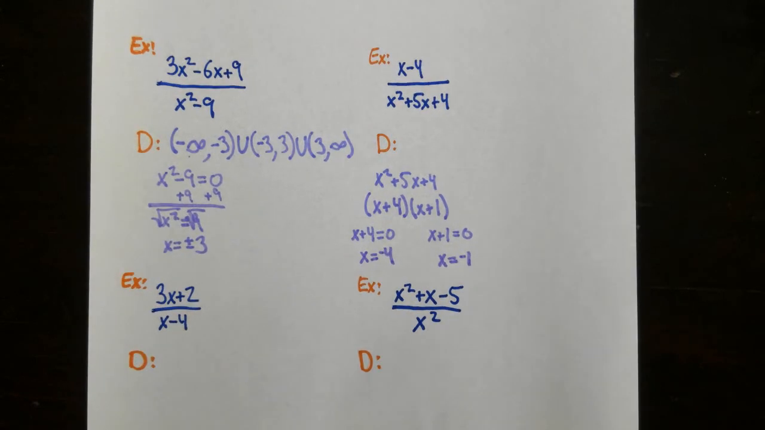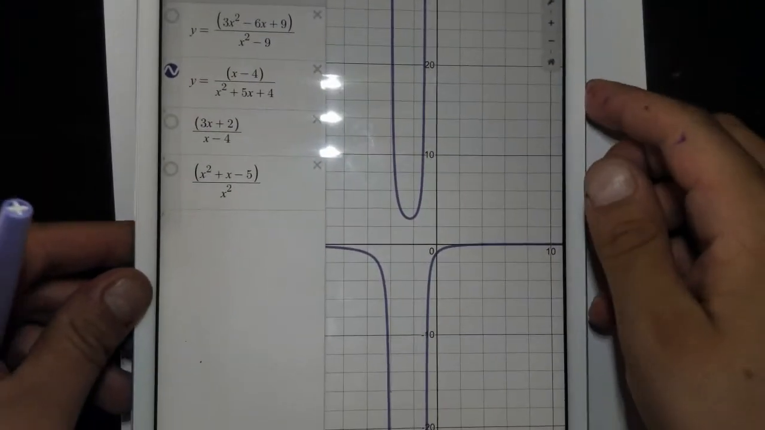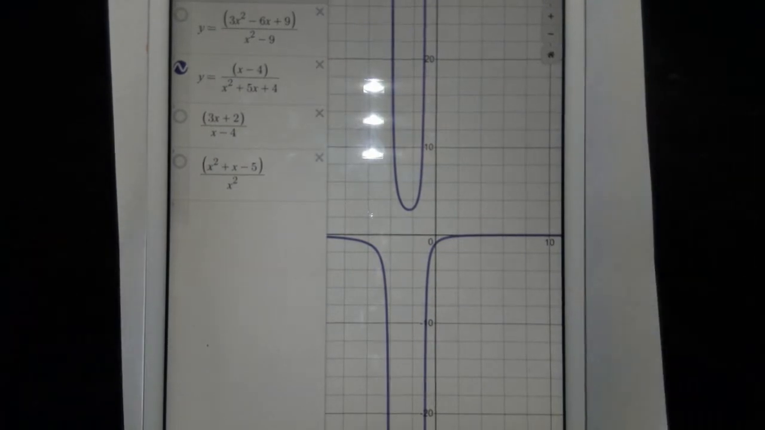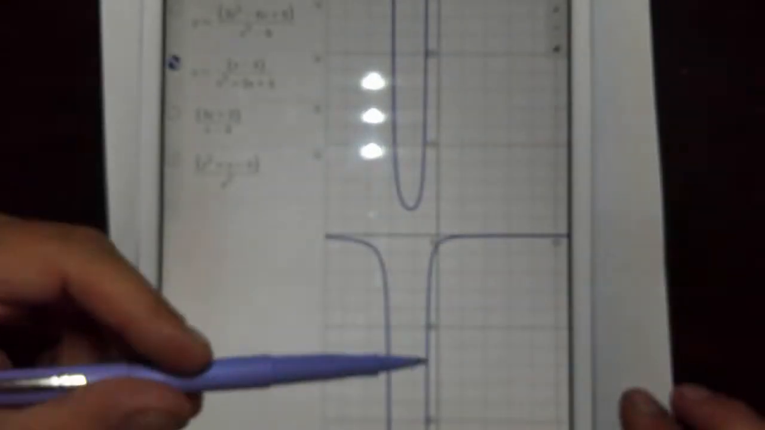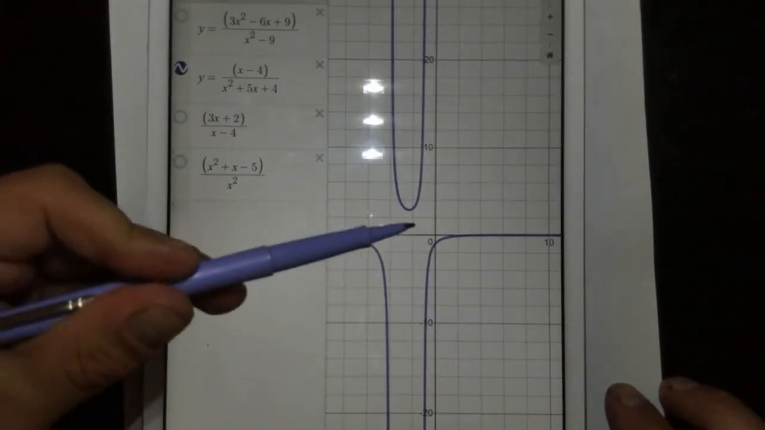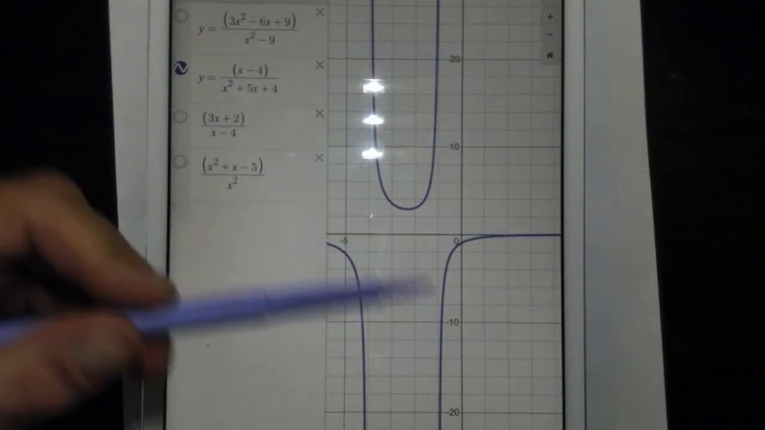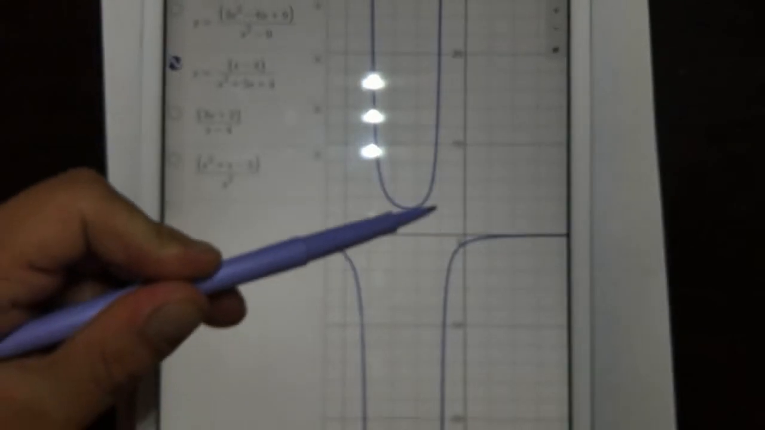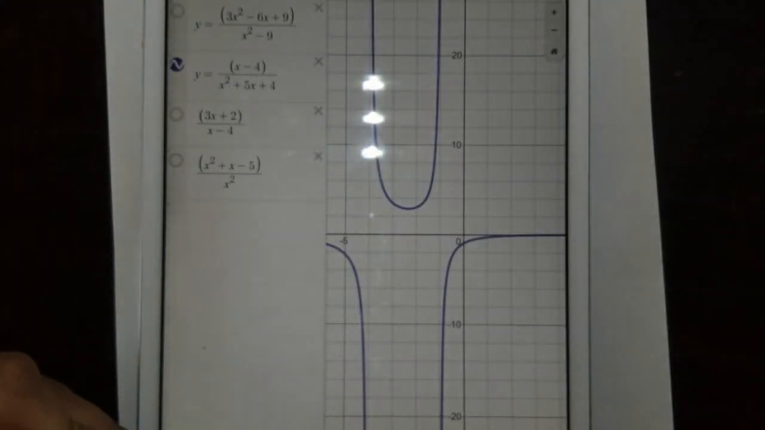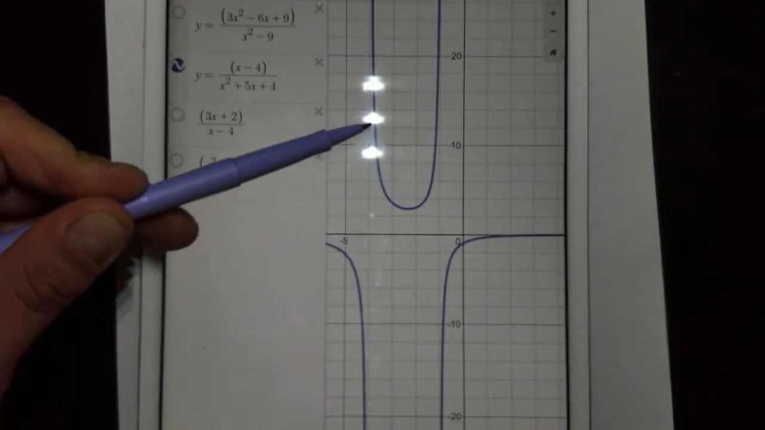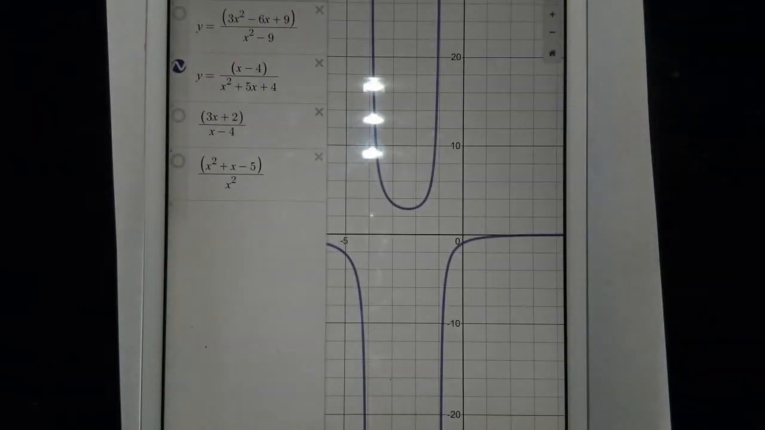So I went ahead and graphed this one for us. And this function looks like this. Notice at negative 1, this function doesn't exist. And at negative 4, this function doesn't exist. It's asymptotic at those points.